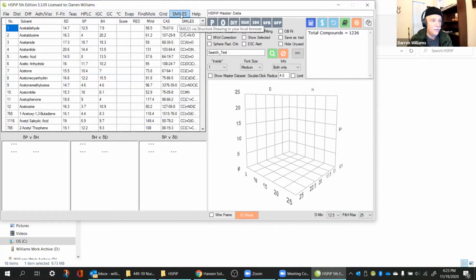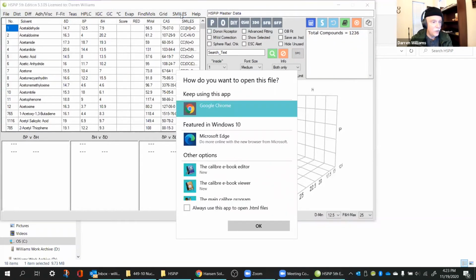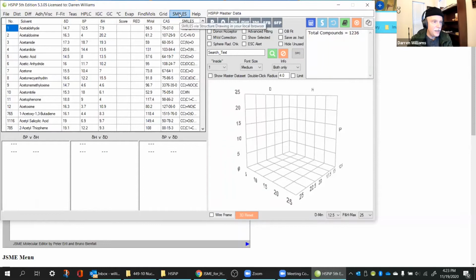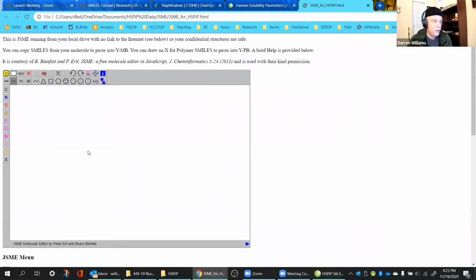And this is interesting. I haven't seen the Smiles tab before, so let's look at that. Oh, what? You can copy SMILES from your computer. Interesting. So I clicked that SMILES tab, and it said, "See via structure drawing in your local browser." So I said yes, and now we have a structure drawing. This is cool.